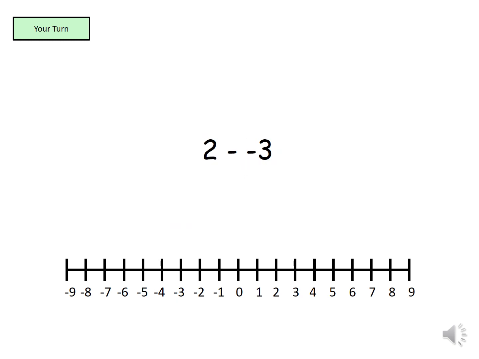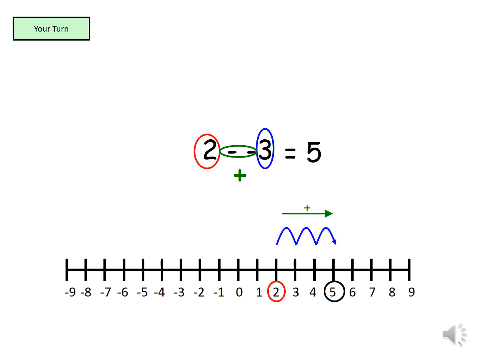I want you to have a go at another question here. So pause the video now and have a go. Okay, so what we should have done is started on 2. And something's going to happen, and we're going to move 3 spaces either left or right, and it all depends on the 2 symbols in the middle. Now, because they are the same, we are adding this time, so it's going to be 2 plus 3, and so that means we're moving 3 spaces, and we should have a final answer of 5. So well done for those of you who got that right.